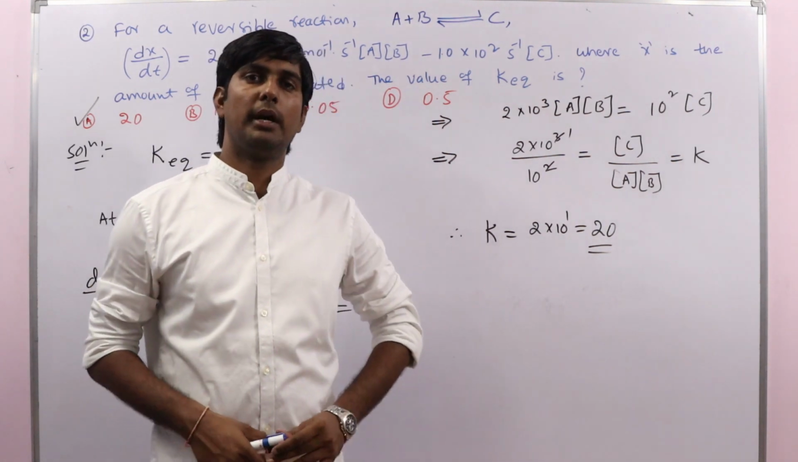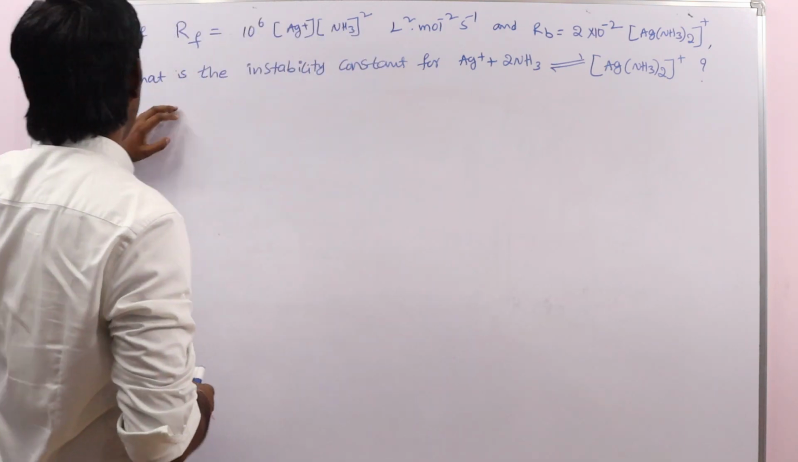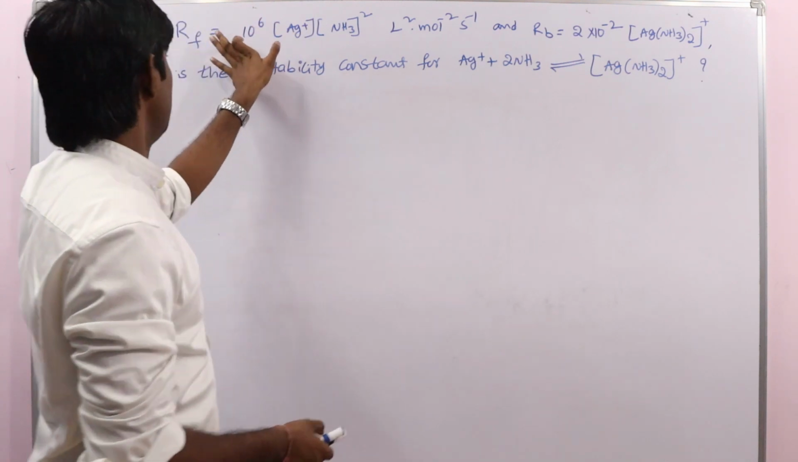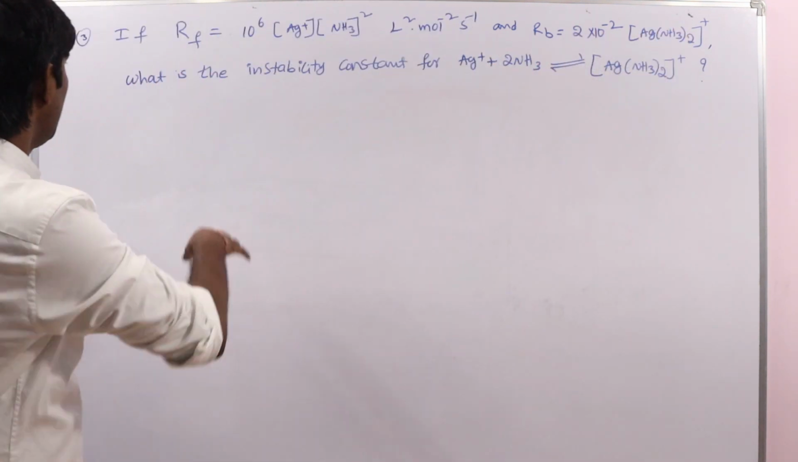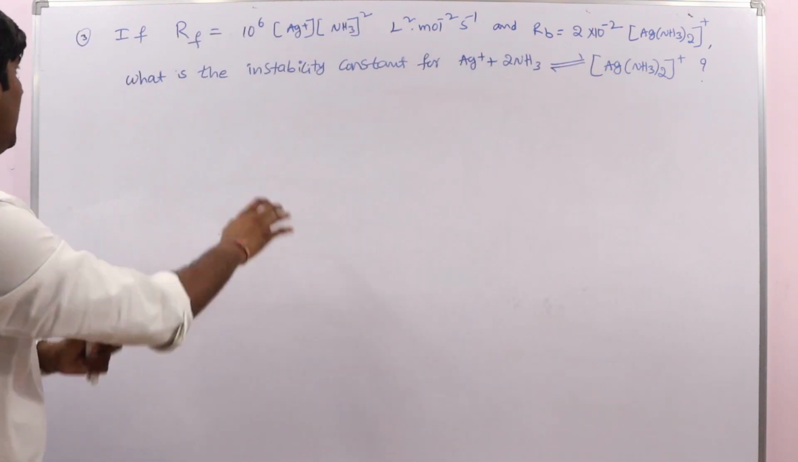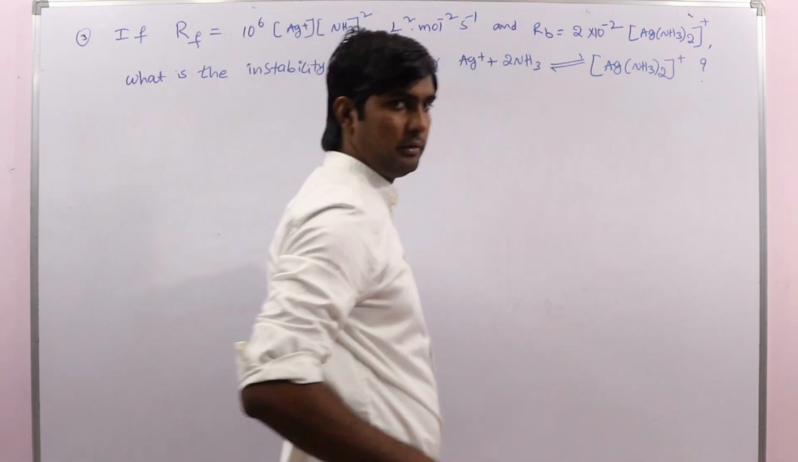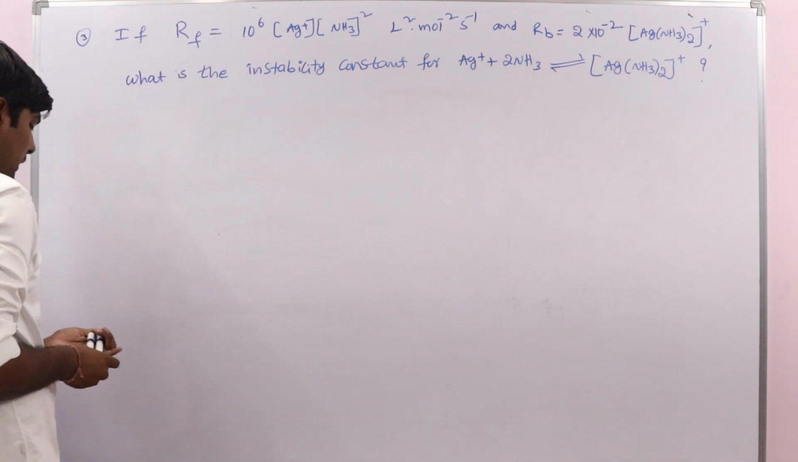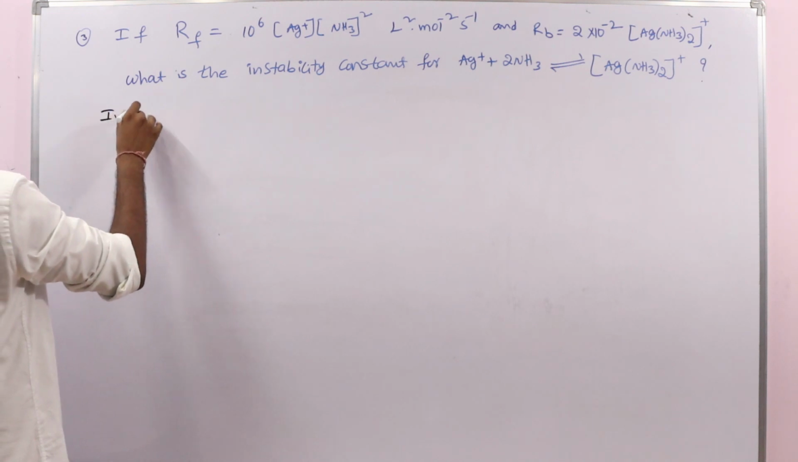Now let us see another very important model. If the rate of forward reaction and the rate of backward reaction are provided, what is the instability constant for this reaction? The instability constant is denoted by beta.